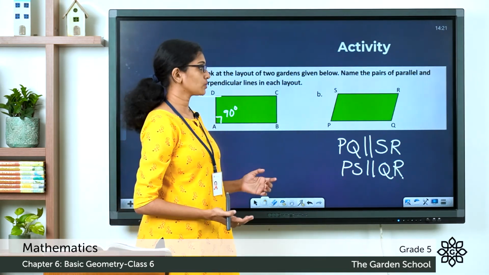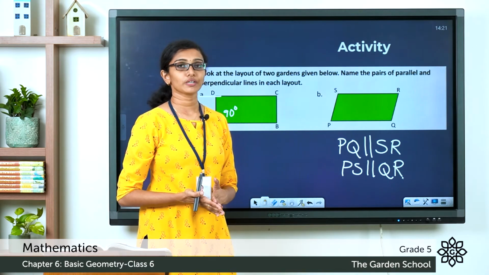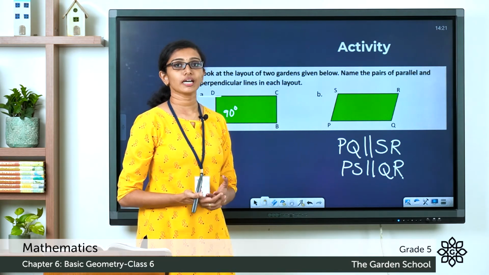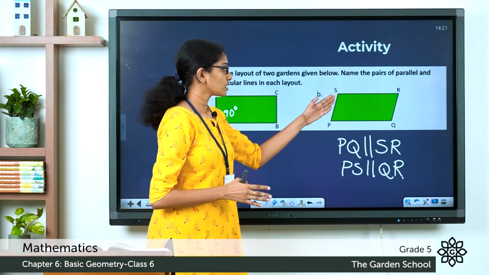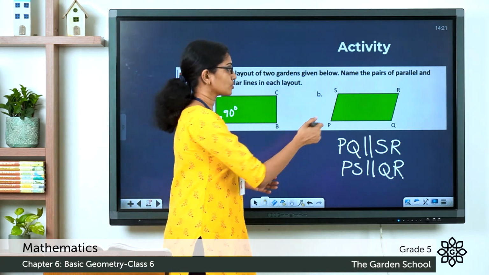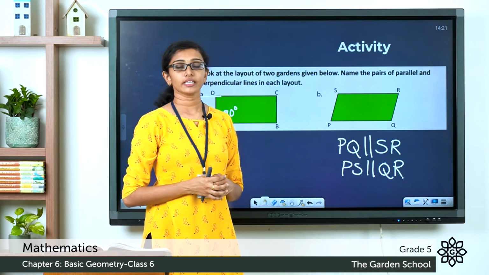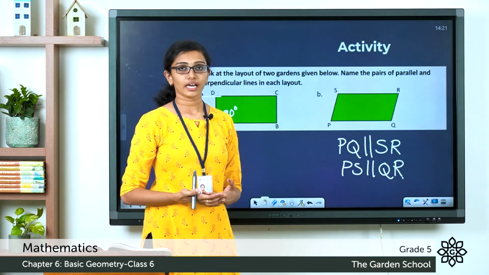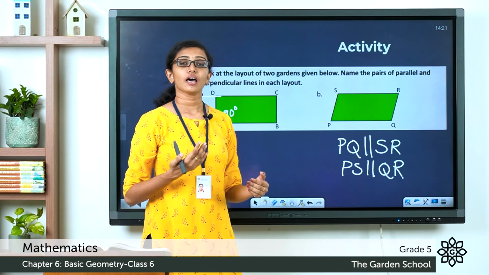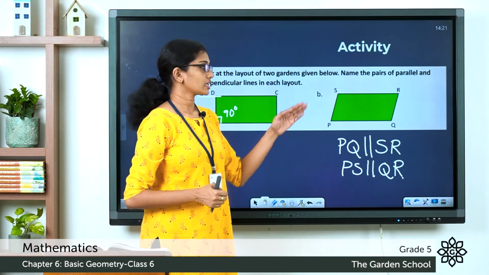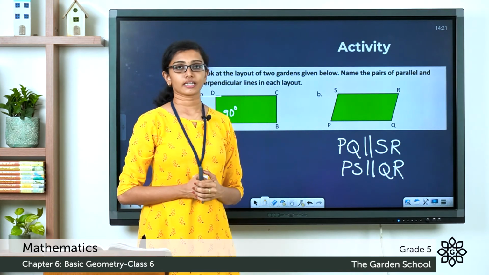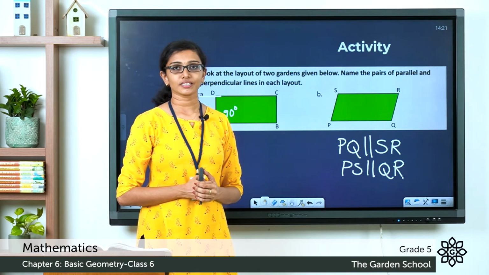What about the perpendicular lines? For the lines to be perpendicular, the angle formed between the lines should be 90 degrees or it should be a right angle, right? But observe the lines here. Do you see any lines which are at 90 degrees? No. These lines do not intersect at 90 degrees. So, in this figure, there are no perpendicular lines. There are only parallel lines in this case. So, I hope you are clear with this.